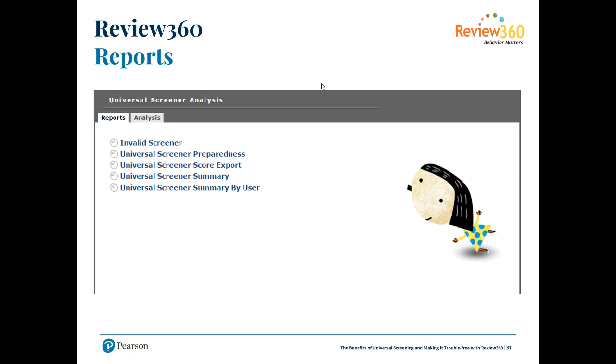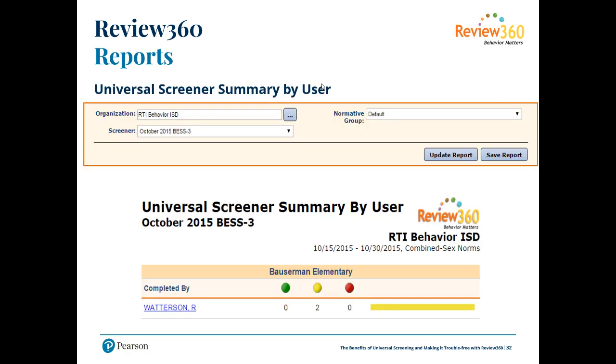So if you look at a summary by user, it's going to say down at the bottom who completed it. That's the teacher. And they had 2 students. You can see they were both yellow. If I click on the teacher's name, it's going to bring up the student's name. So you can drill down into what's happening. So those are reports. They're going to give you some big broad-based ideas of what's happening.